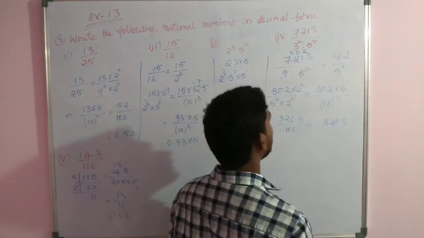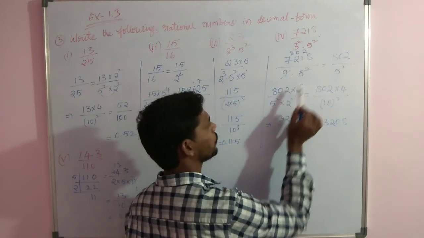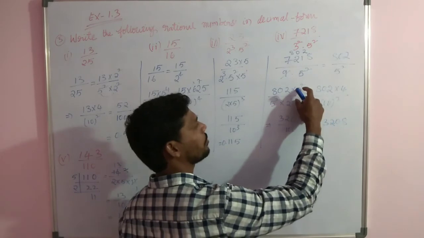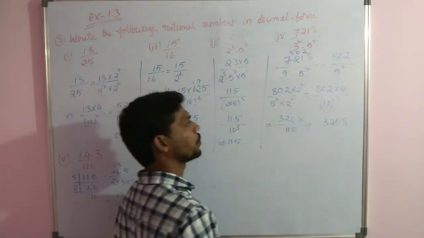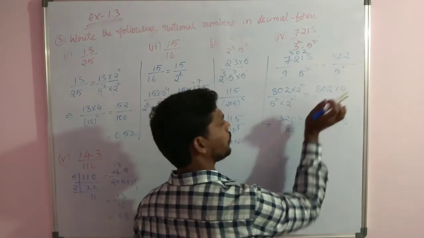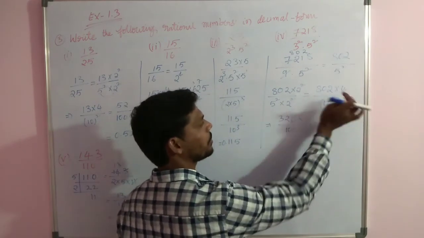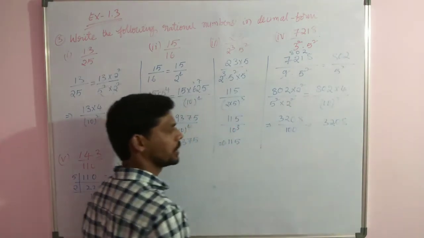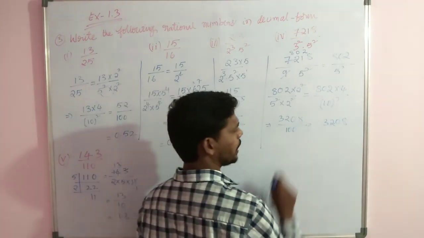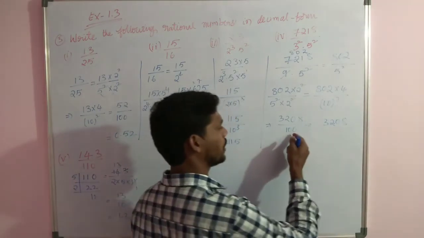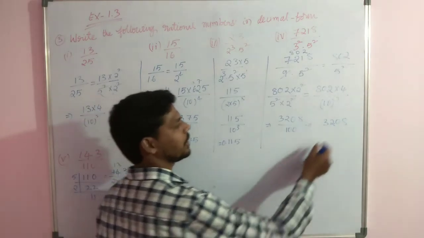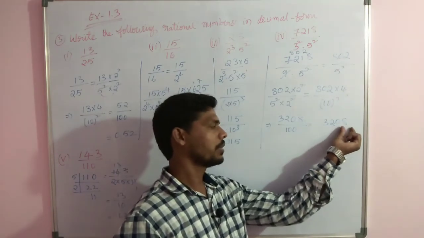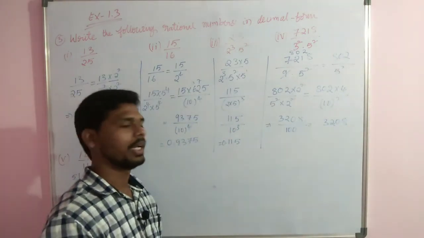802 by 5 square. So 802 into 2 square by 5 square into 2 square. Why? Because we have 5 square, so multiply both numerator and denominator by 2 square. This 2 square becomes 4, and 802 is as it is. 5 2s are 10, and its common power is 2. If you multiply 802 into 4 you get 3208 divided by 100. You know very well about this: if the denominator is 100, keep a decimal point before the 2 digits from right to left. That is 32.08.